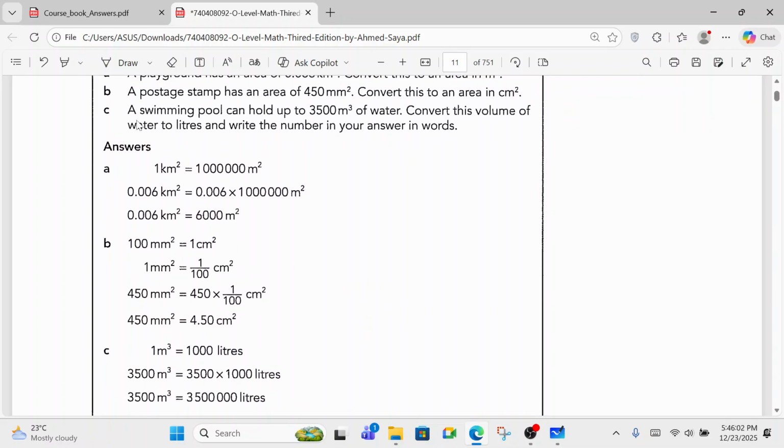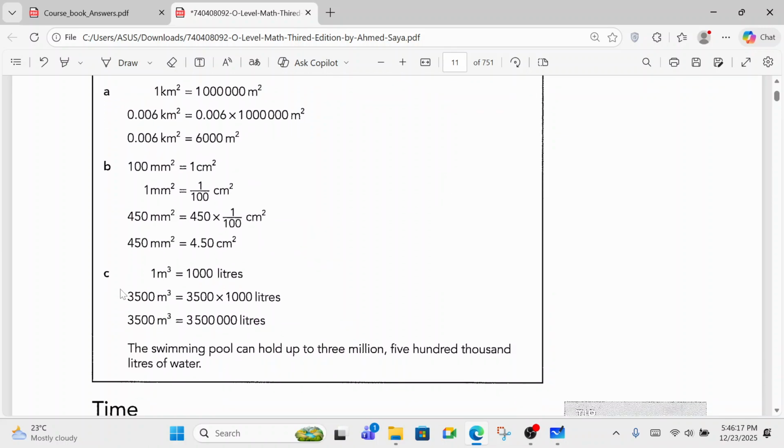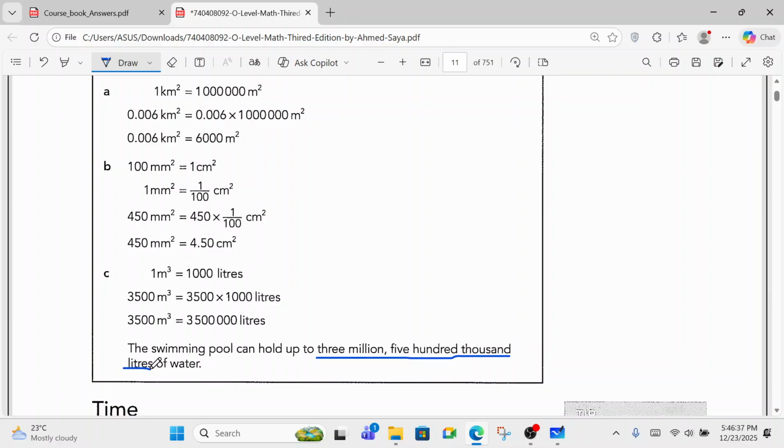Now question number C says a swimming pool can hold up to 3,500 meter cube of water. Convert this volume of water to liters and write the number of the answer in words. So 1 meter cube equals 1000 liters, 3500 meter cube equals 3500 times 1000 liters, which equals 3,500,000 liters. And if you write this in words, you technically are writing this. So this is our answer.